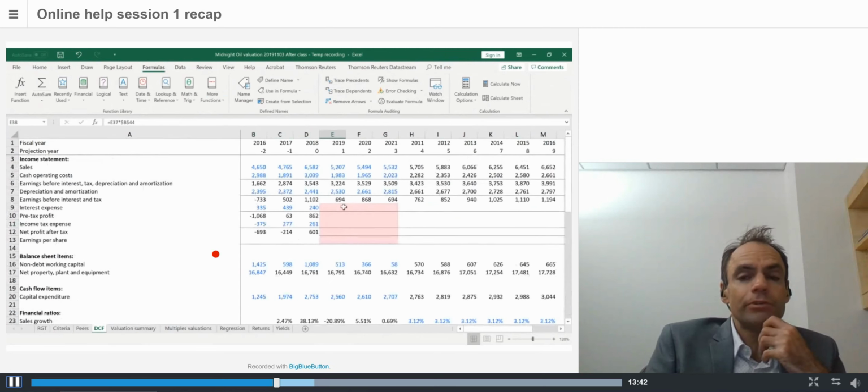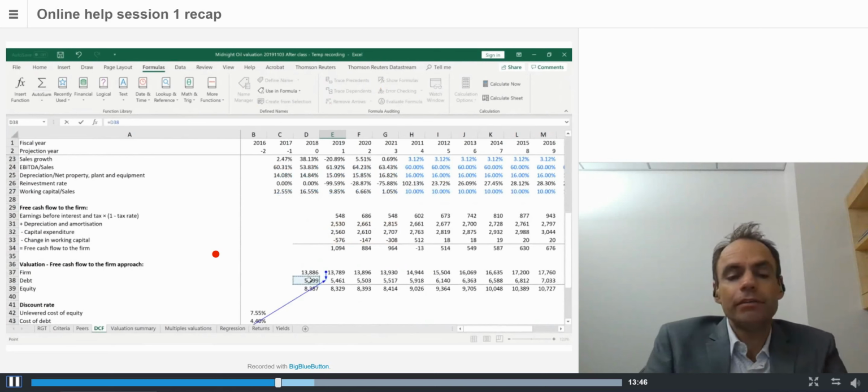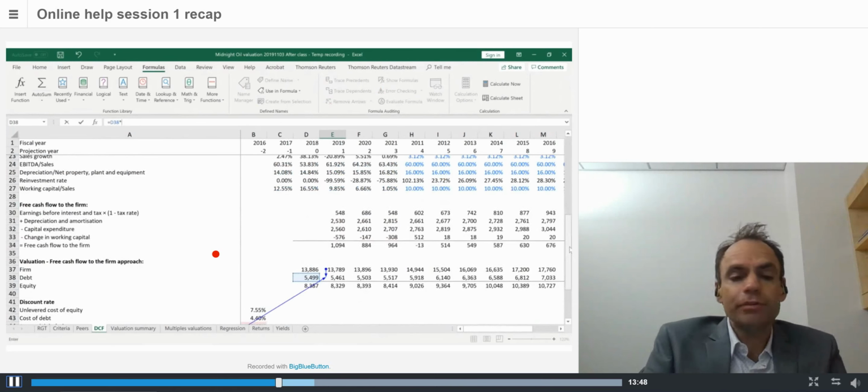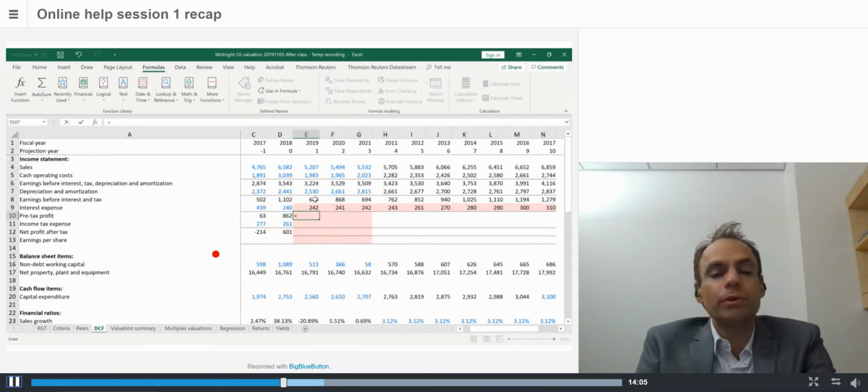That allows me to estimate interest expense. I can compute interest expense in year 1 as the amount of debt in year 0 times the interest rate on debt of 4.4%. That gives me $242 million of interest expense, and I can project that number forward over 10 years. That brings me down to pre-tax profit as earnings before interest and tax minus interest expense.